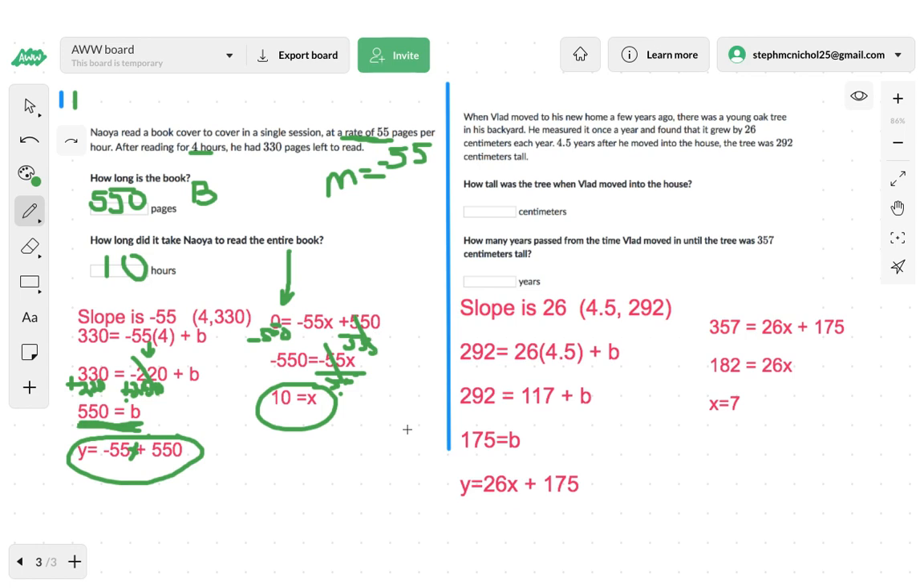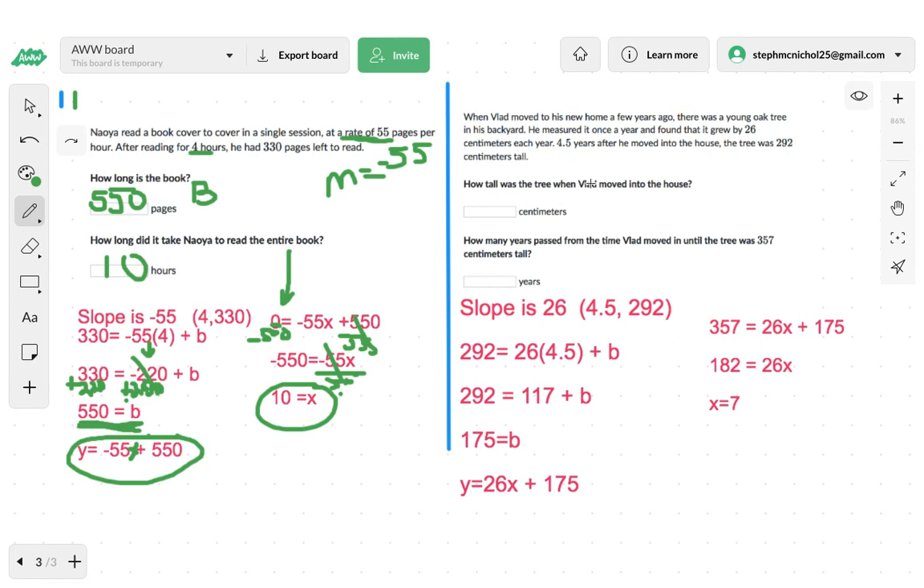All right, so I couldn't finish both questions in the time allotted, so I'm going to finish the second question on this video, okay? So when Vlad moved to his new home a few years ago, there was a young tree in his backyard, okay? He measured it once a year and found that it grew 26 centimeters each year.